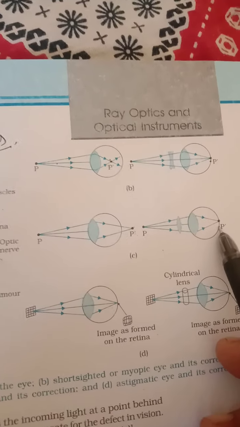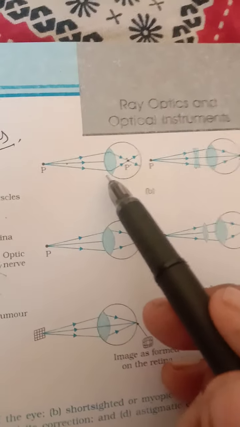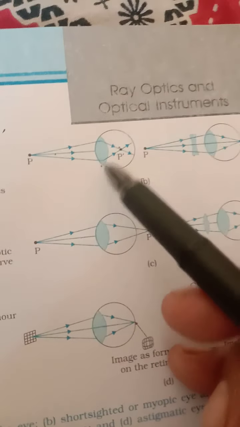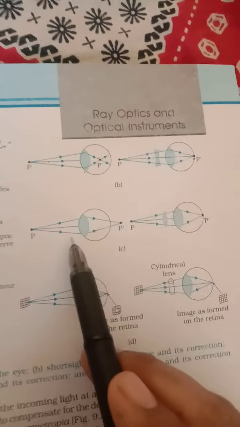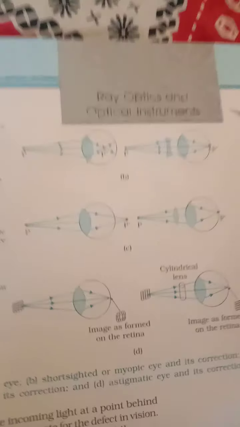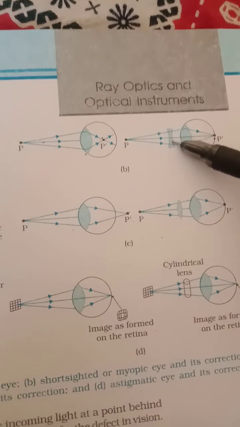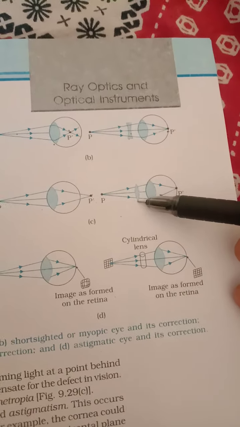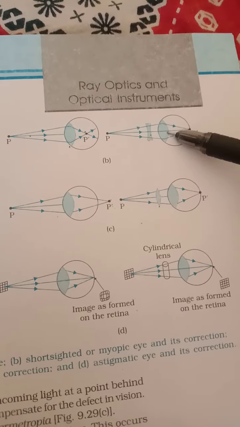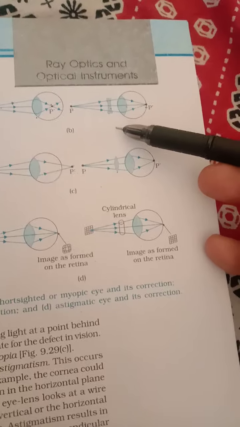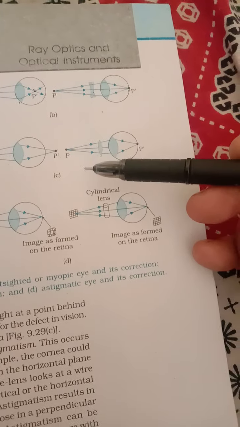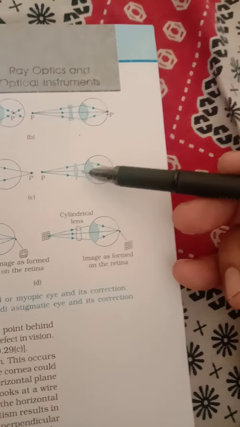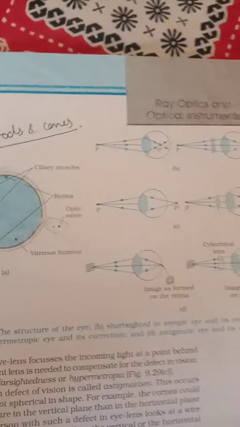One defect arises due to excessive convergence of light, and the other defect arises due to excessive divergence of light. So here we are using what? Concave lens of appropriate power, and here we are using what? Convex lens. This is nearsightedness, also called myopia, and this one is farsightedness, called hypermetropia. You have done these two types of defect in your 10th standard also.